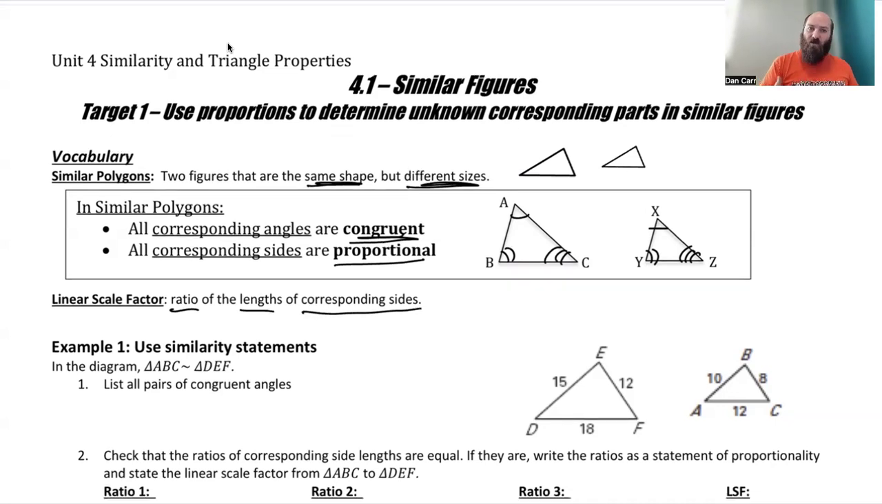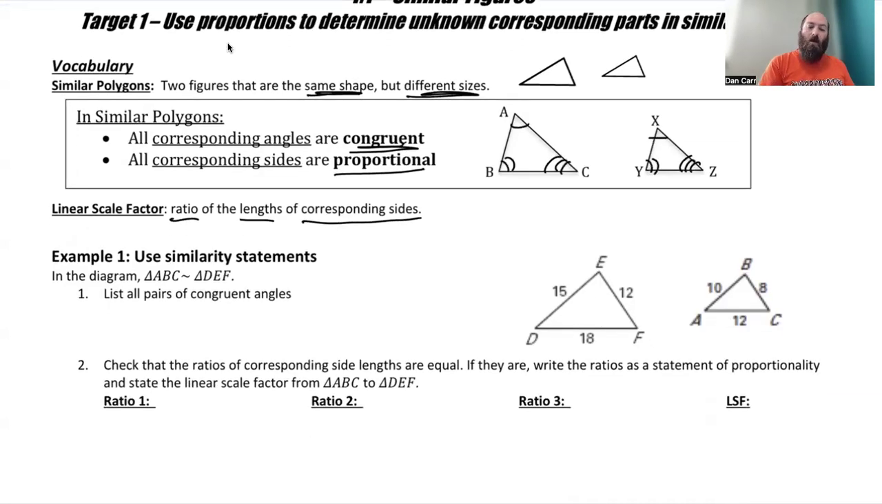So let's explore what that looks like in this first example here. First thing is, here's my similarity statement. I read this as triangle ABC is similar to triangle DEF. Okay. So that's what it means with this symbol here. Looks a little like our congruency symbol, but it's missing that equal sign underneath. This means it's similar to it.